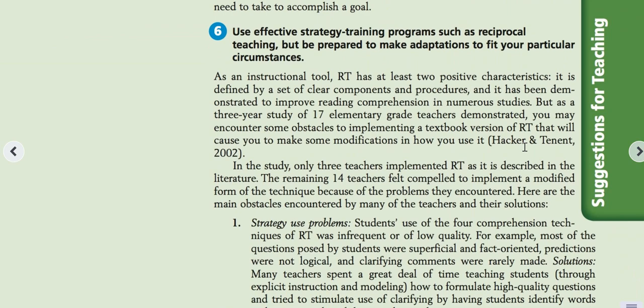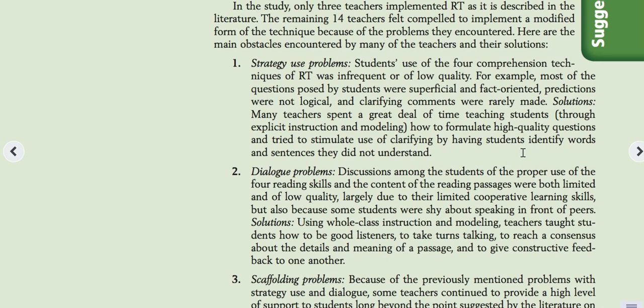As an instructional tool, RT has at least two positive characteristics. It is defined by a set of clear components and procedures, and it has been demonstrated to improve reading comprehension in numerous studies. But as a 3-year study of 17 elementary grade teachers demonstrated, you may encounter some obstacles to implementing a textbook version of RT that will cause you to make some modifications in how you use it. In the study, only 3 teachers implemented RT as it is described in the literature. The remaining 14 teachers felt compelled to implement a modified form of the technique because of the problems they encountered. Here are the main obstacles encountered by many of the teachers and their solutions.